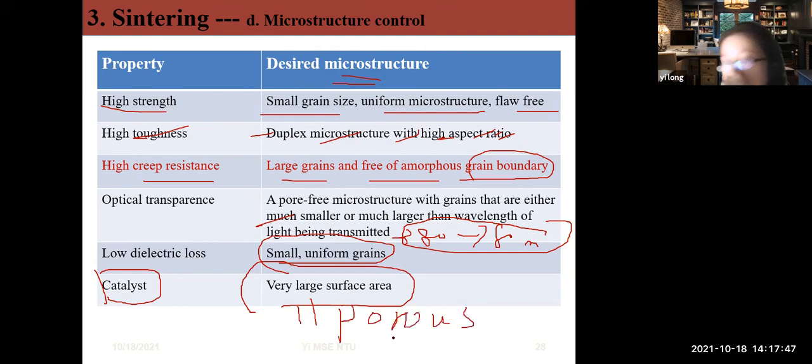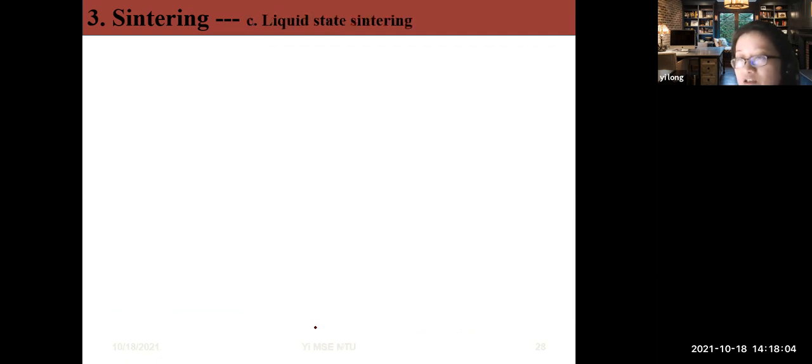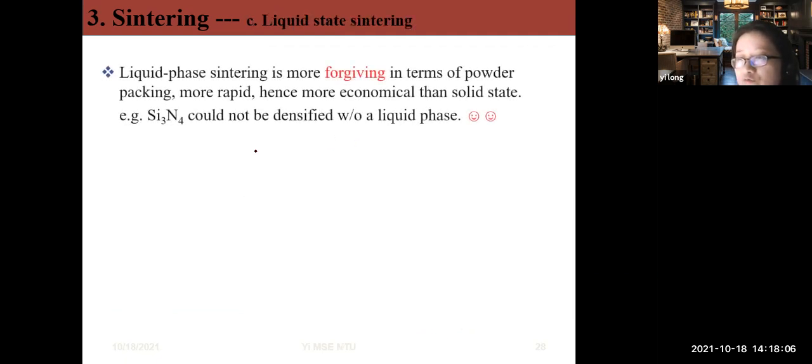Every time I say I want my material to have very large surface area, make sure it is very porous. This is a very important concept as a material scientist. You have to find a way to make it super porous. So that is the catalytic application. Let's continue.